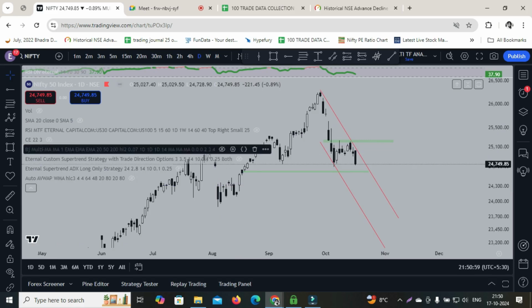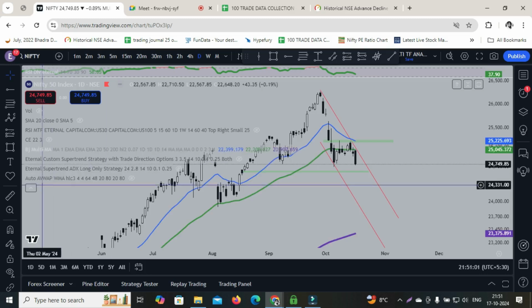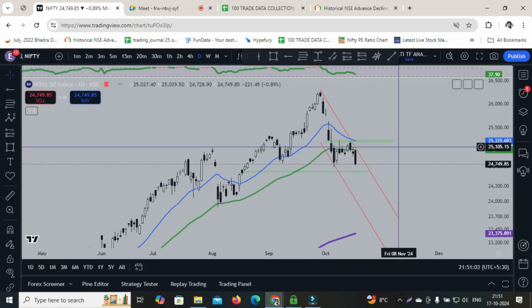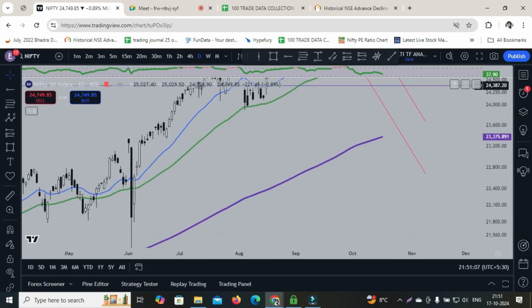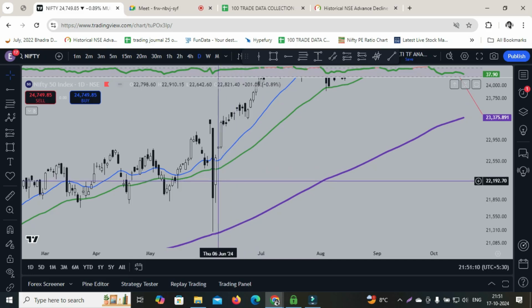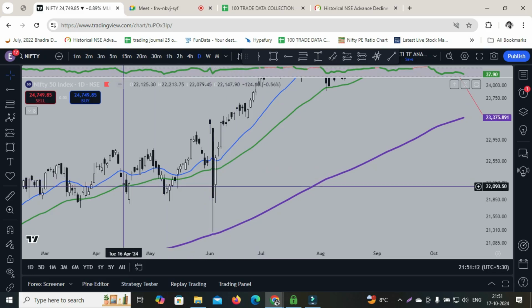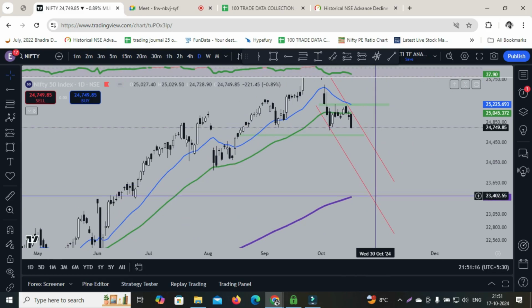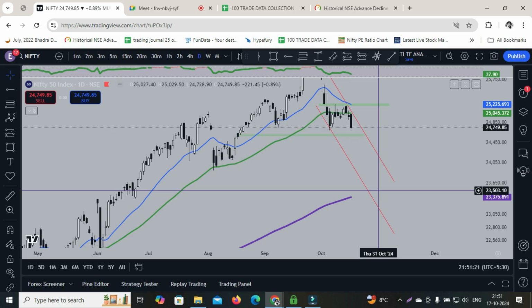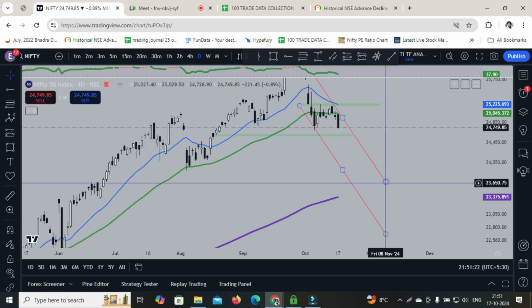So if we open this moving average thing, now Nifty is below the 20-day and 50-day. Last time it went below the 50-day was in the months of April, May and June, and this 200-day is at 23,400. By the time it reaches there, I think it will come to 23,500. So this is what I'm looking at.